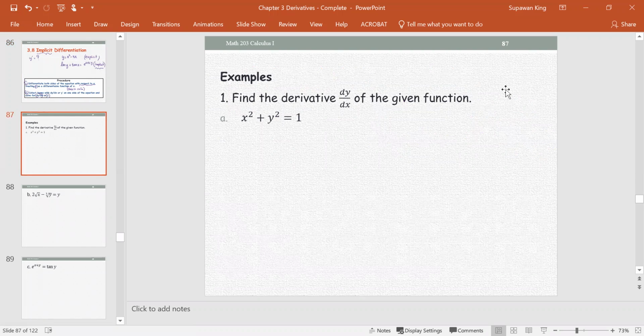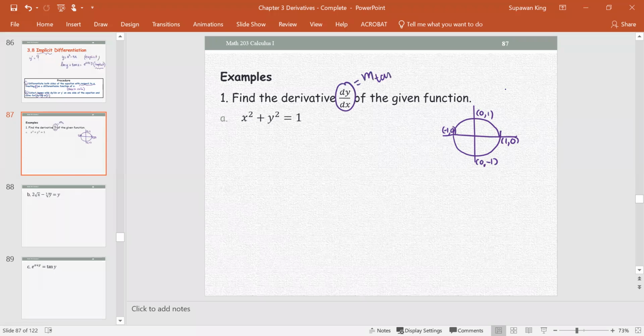Examples. We are going to find dy by dx of the given function. Part A, we have x squared plus y squared equals 1. And this is the equation of the circle with radius 1 and the center at 0, 0. We know the ordered pairs here are 1, 0, 0, 1, negative 1, 0, 0, negative 1. The derivative we call is the slope of the tangent line, and we will come back to the diagram after we find the dy by dx.